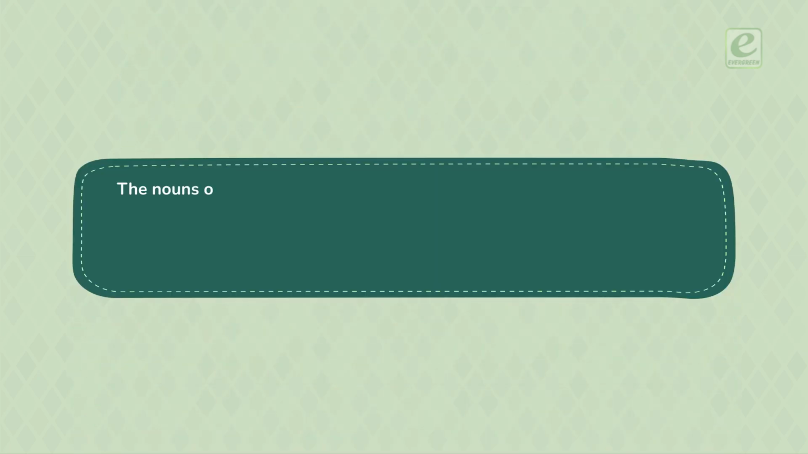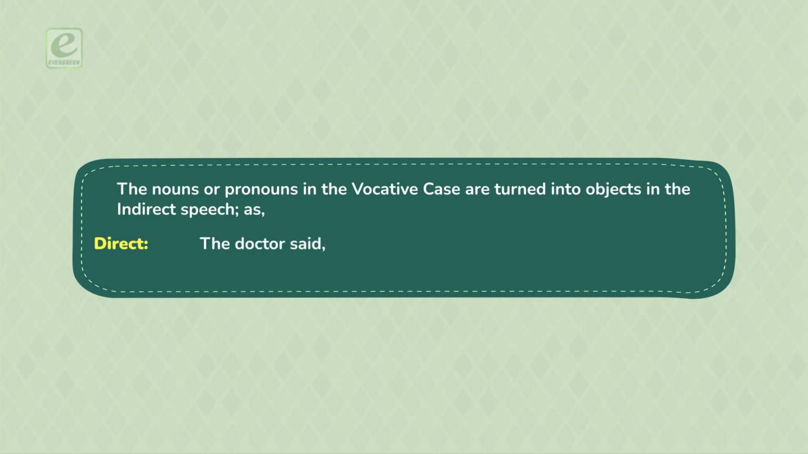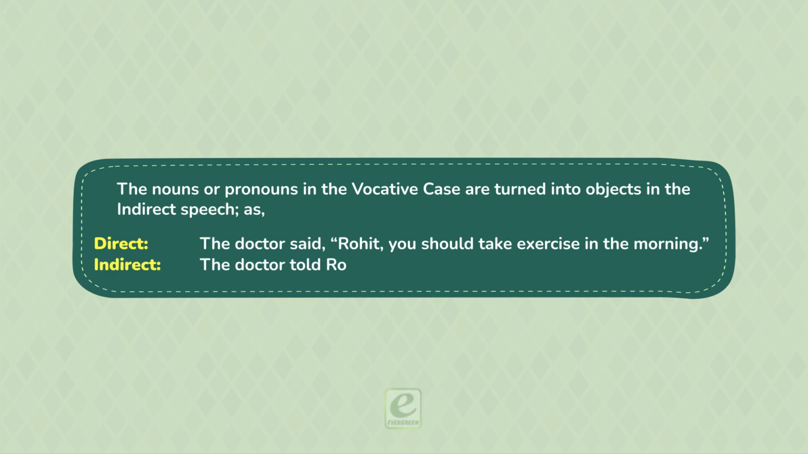The nouns or pronouns in the vocative case are turned into objects in the indirect speech. Direct: The doctor said, "Rohit, you should take exercise in the morning." Indirect: The doctor told Rohit that he should take exercise in the morning.